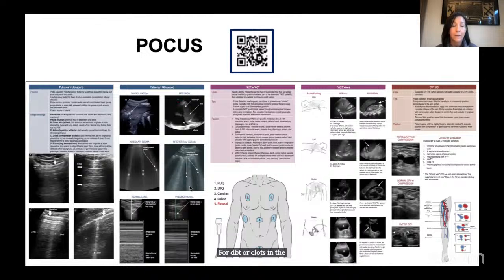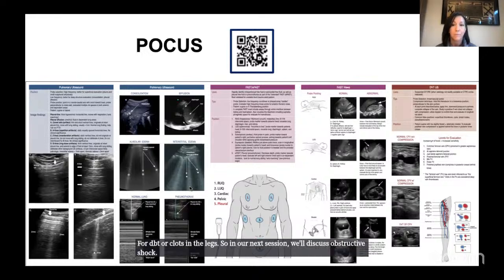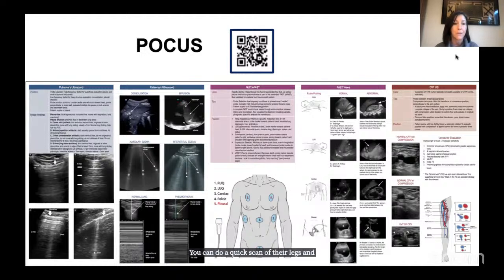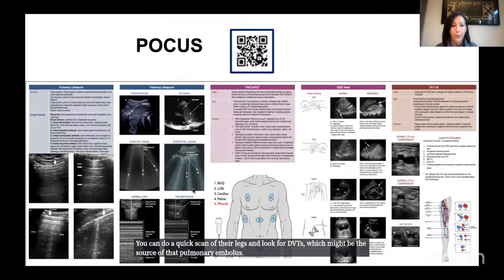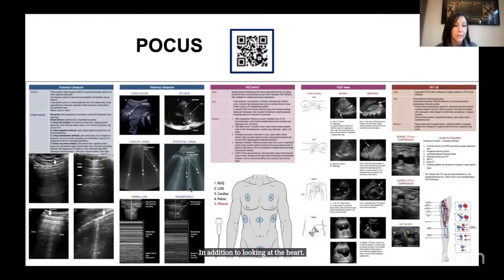So in our next session, we will discuss obstructive shock. If you have a patient that you suspect of having, for example, a pulmonary embolus, you can do a quick scan of their legs and look for DVTs, which may be the source of that pulmonary embolus, in addition to looking at the heart. So very, very useful reference and resource.